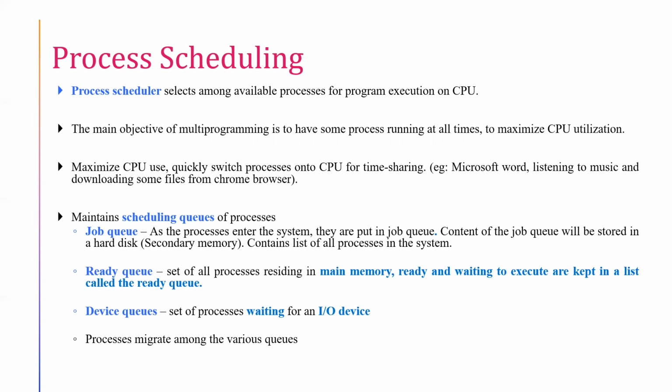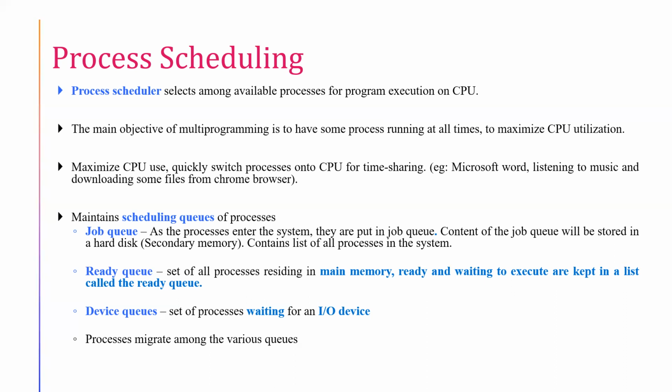So the main objective of the process scheduler is to schedule the process to the CPU. It decides which process to give to the CPU, and the CPU will just execute that particular process and give the outcome. Here we will be having some scheduling queues. These scheduling queues are going to maintain the incoming processes. So we have three different types of scheduling queues.